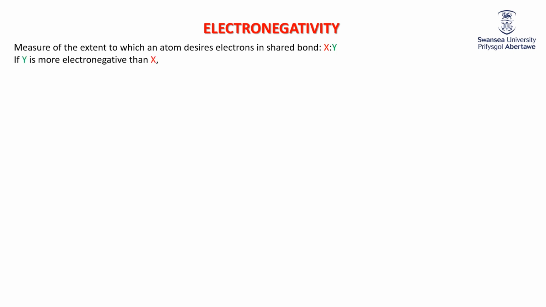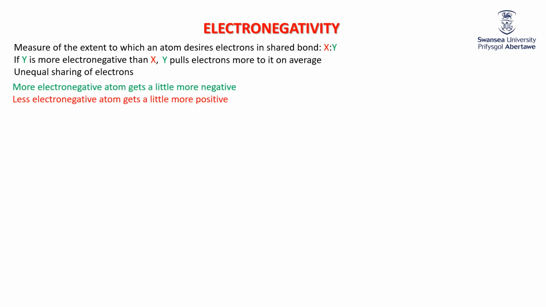Generally, we say if Y is more electronegative than X, in other words, Y wants electrons more, Y pulls those electrons more to it than average. And that unequal sharing of those electrons means that there is now a partial ionic character. The more electronegative atom gets a larger share of something negative, so it's a little bit more negative. The less electronegative atom gets a little bit more positive. It doesn't have the share of electrons that it should have.